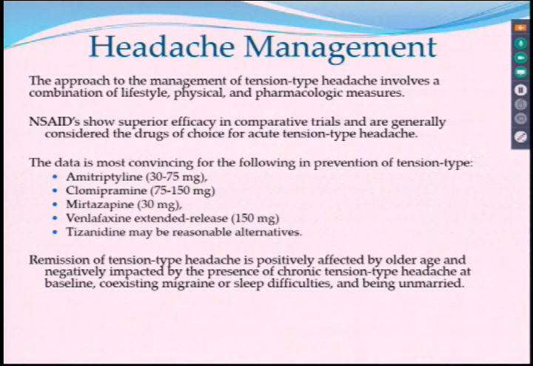So what medicines have been shown to be beneficial at treating tension-type headaches? Amitriptyline, chlorpromazine, mirtazapine, venlafaxine, and a reasonable alternative would be tizanidine. But what's interesting about this is tizanidine is a muscle relaxer, but it doesn't treat abrupt episodic headaches as an abortive medicine, but can be used as a preventative medicine.